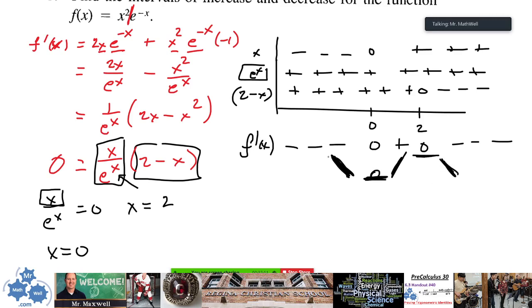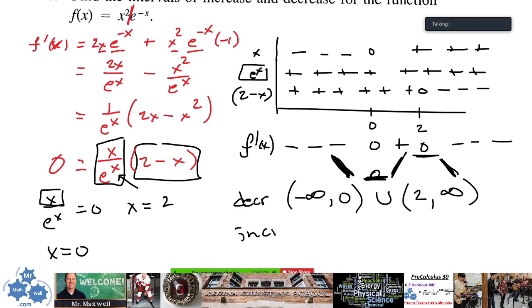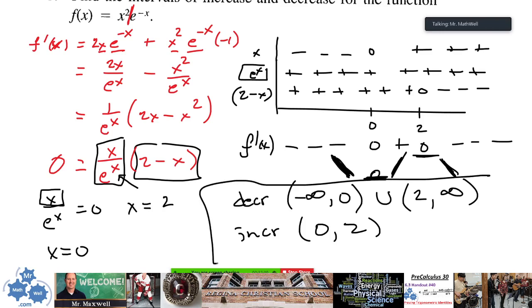So intervals of increase and decrease: we're decreasing from negative infinity to 0, and we're also decreasing from 2 to infinity. Does that look good? And increasing from 0 to 2. Okay, so does that check out? Let's just see. What is that, number 8?